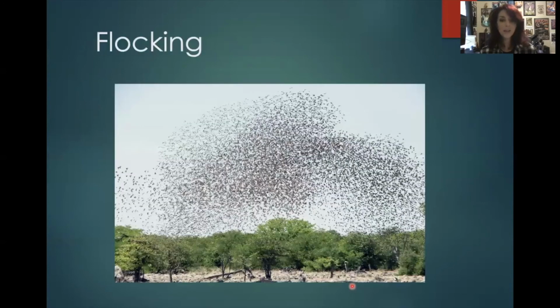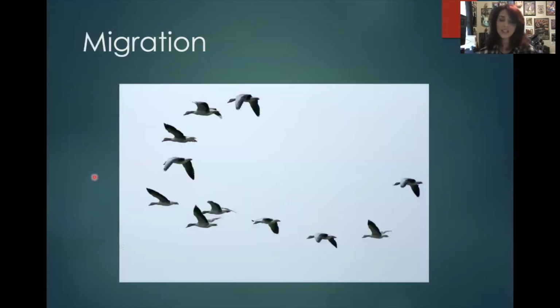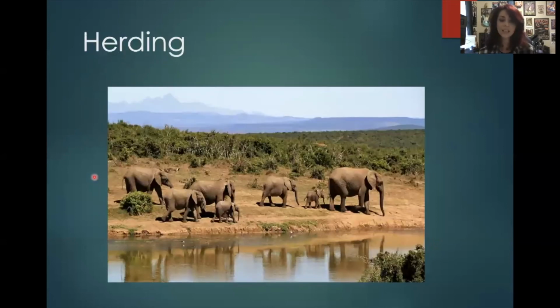An example of a group behavior that we probably see all the time if we look up is flocking. Flocking is exemplified by birds, and I'm unsure what this is an image of, but I've definitely seen in Knoxville lots of flocking behavior in blackbirds. Migration is also another group behavior, moving en masse to another location, either seasonally or yearly. Herding is a group behavior.